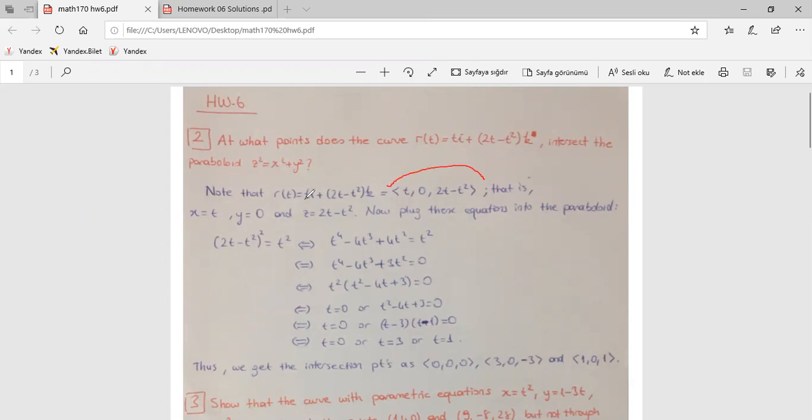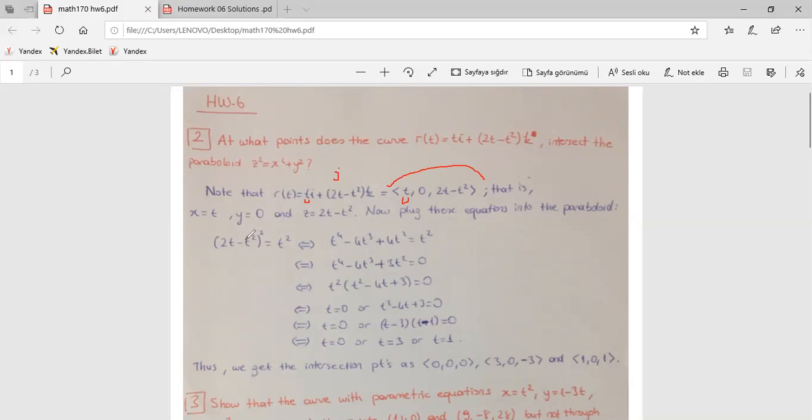So the multiple of i gives us the first component. And the multiple of j, if we had j there, would give us the second component, and the multiple of k gives us the third component. Then we have x equals t, the first component, and y equals 0, and z equals 2t minus t squared. Now, as we want to find the intersection point, this point is both on the paraboloid and the curve. Then it should satisfy both of the equations.